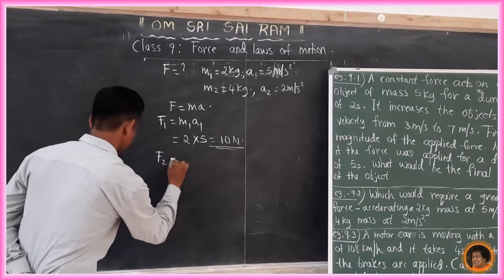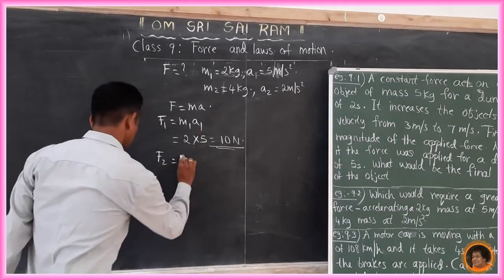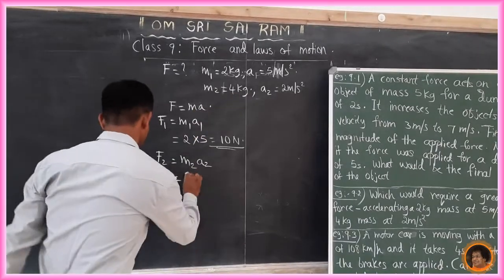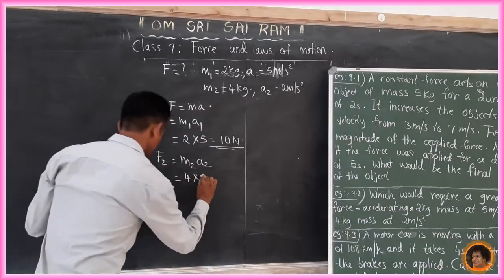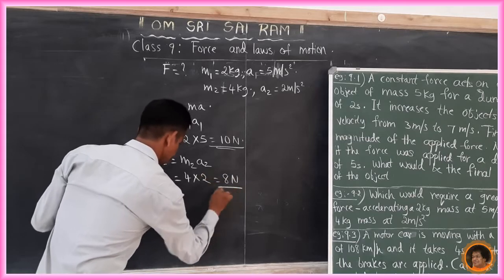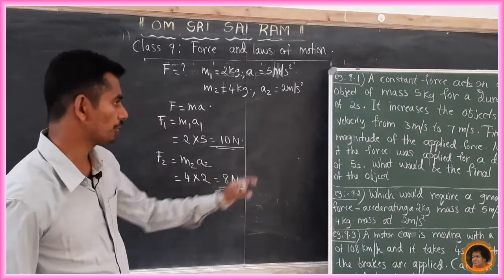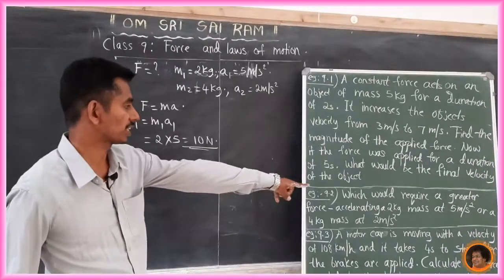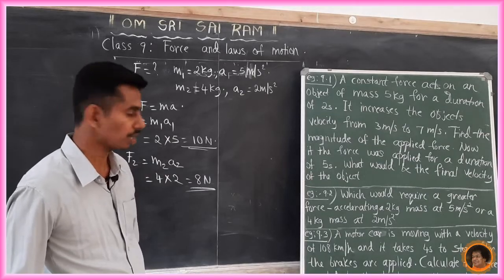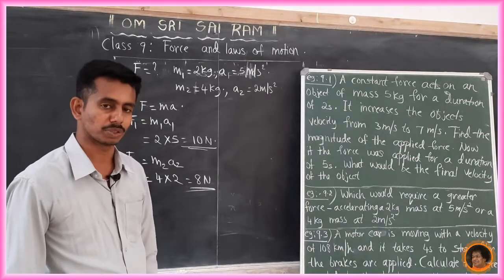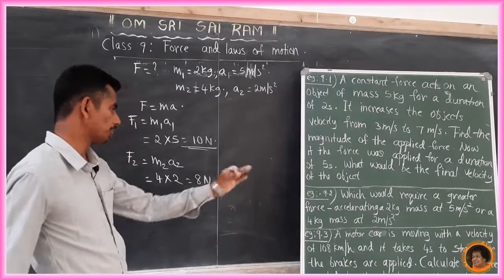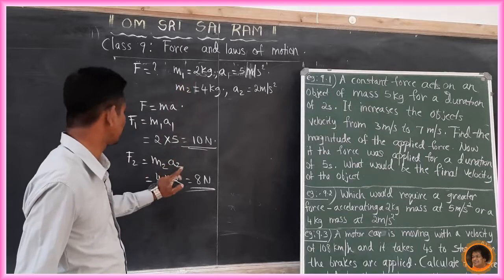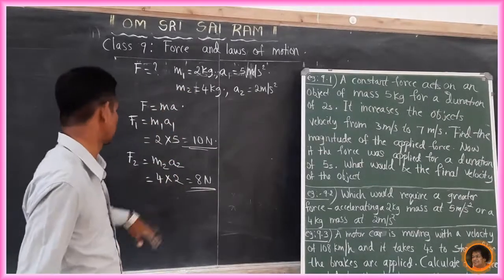In the second case, m2 into a2. What is m2? Mass is 4 kg. So 4 into a is 2. So it is 8 Newton. Just look at the question once again. Which would require a greater force? Accelerating a 2 kg mass at 5 meter per second square, or a 4 kg mass at 2 meter per second square? Just tell me the answer. This one or this one?